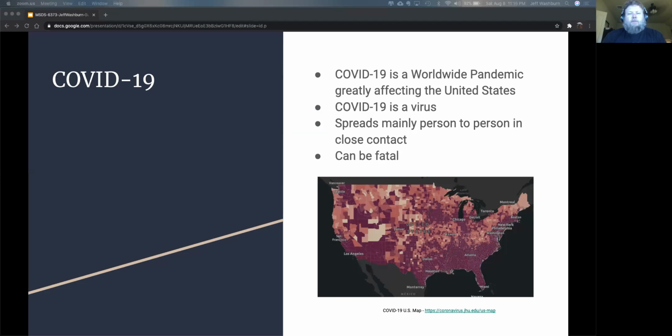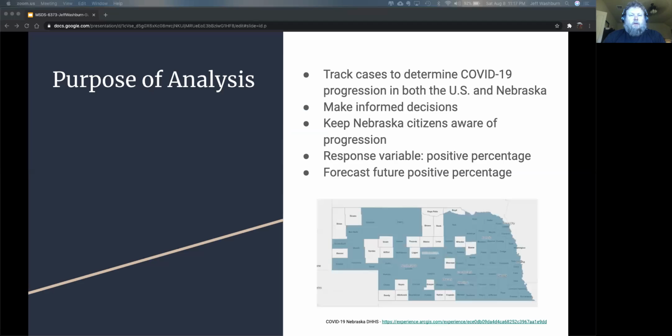First, let's understand what we're dealing with. COVID-19 is a worldwide pandemic that is greatly affecting the United States and the great state of Nebraska. The purpose of this analysis is to understand the progression that COVID-19 is making across the United States with a focus on the state of Nebraska. To do so, I'll be analyzing and forecasting the positive percentage throughout this presentation.